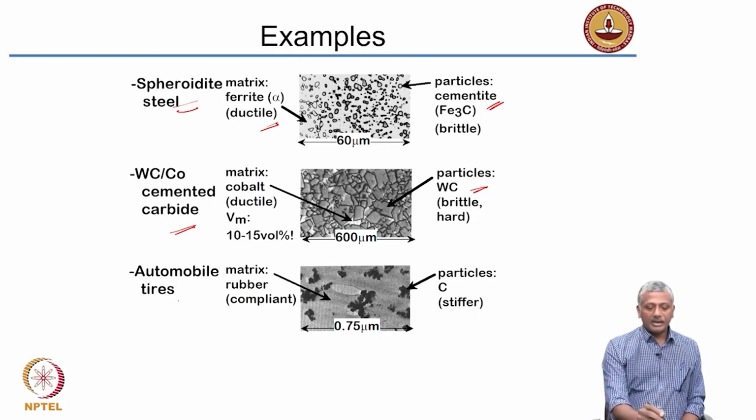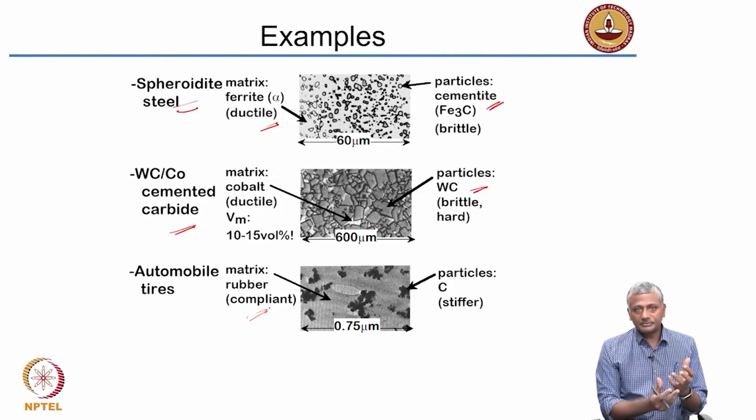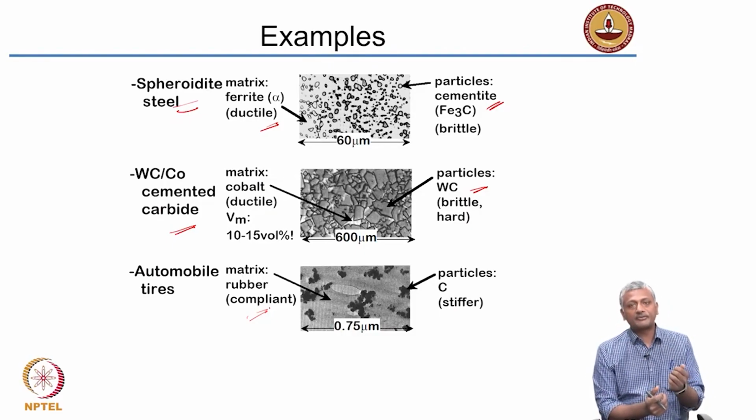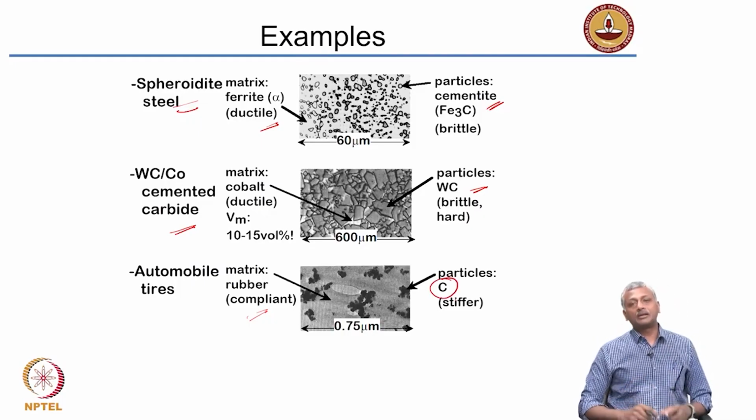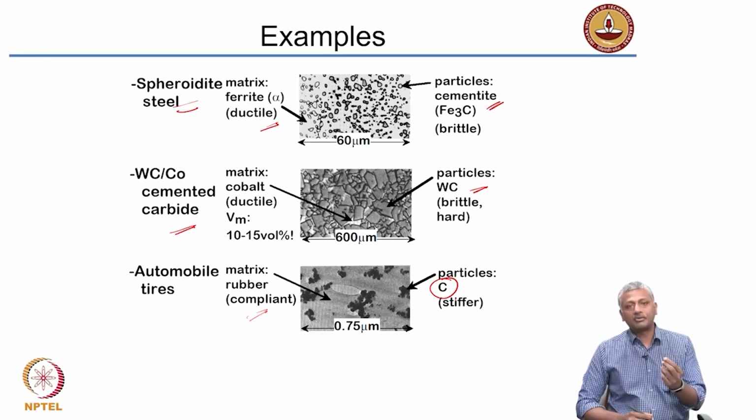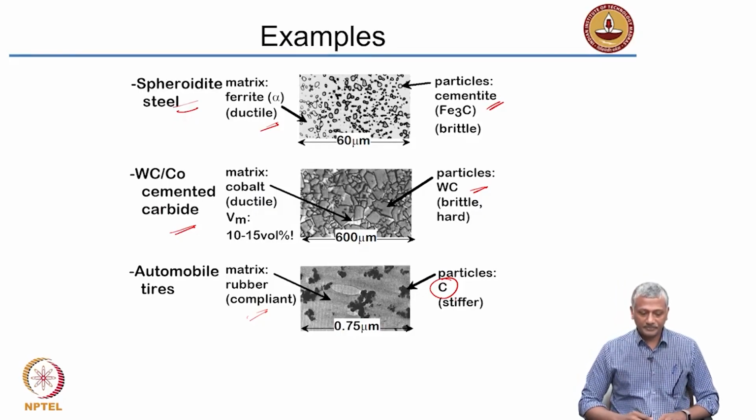Then you have automobile tires. Please remember, automobile tires are made with vulcanized rubber. So you have a matrix which is rubber, which is compliant or pliable. Rubber is still stiff because of the vulcanization, but you also have particles of carbon inside which make the material a lot stiffer. So carbon black, for instance, very fine particles of carbon, is actually used as filler in rubber to increase the stiffness of the material. Several examples exist from engineering applications. In civil engineering, of course, the most common example is concrete.